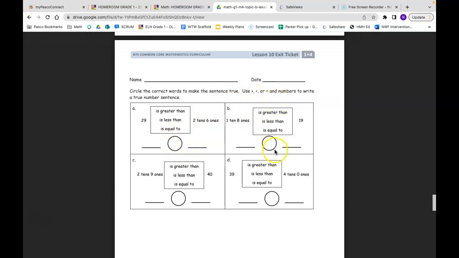So you need to do that for each one. Fill in or circle which of these makes sense when you're reading it from left to right, just like we read words. And then put these numbers down here and then figure out what symbol goes in that circle.